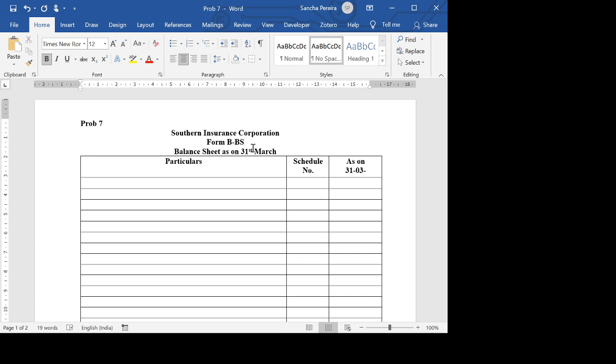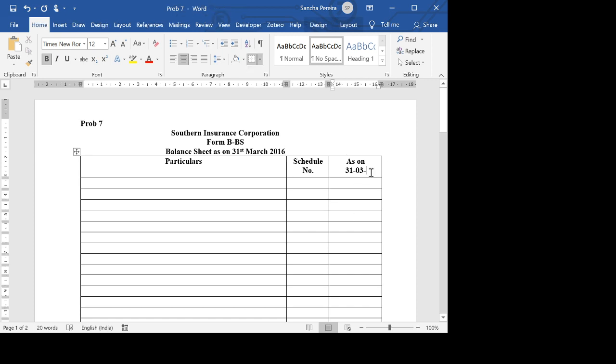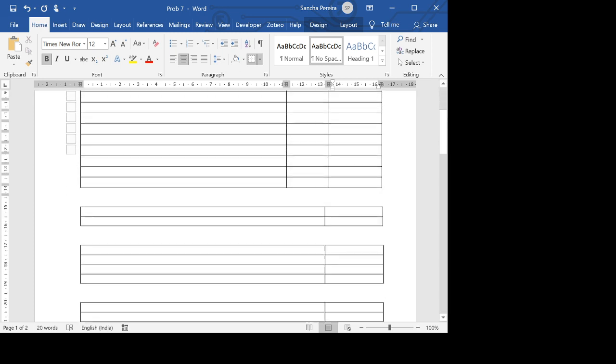There it was Form B RA revenue account and Form B PL profit and loss account. This is Form B BS. BS stands for balance sheet. Balance sheet as on 31st March 2016. That's the date given to us. So before we start this, we need to do our schedules.